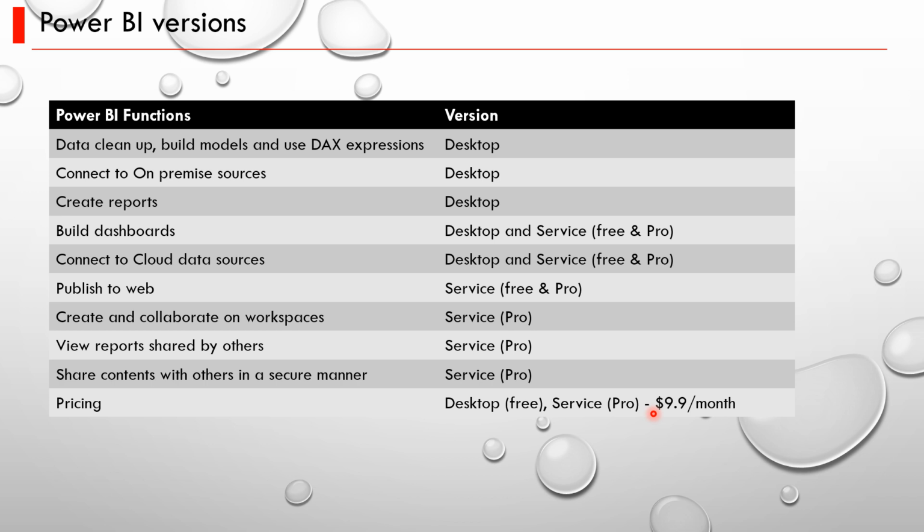Then creating and collaborating on workspaces: Power BI Service Pro. Viewing reports shared by others: Power BI Pro. Sharing content with others in a secure manner: Power BI Pro. The pricing of Power BI Pro is $9.9 per user per month, while Desktop is totally free.